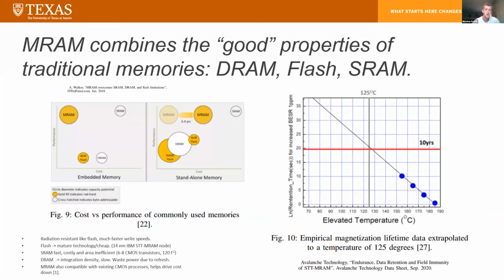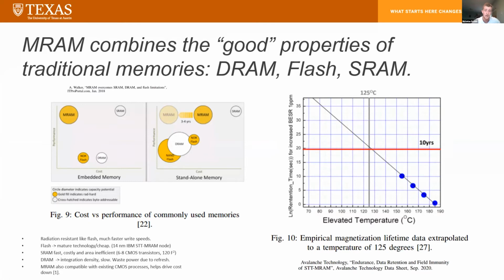In terms of comparing MRAM to other existing memories, one point of reference is flash, the other big non-volatile memory. MRAM is much faster than flash, but flash is a pretty mature technology, so it's pretty cheap. But in the next few years, MRAM is predicted to approach similar cost effectiveness as flash. And here on the right, you can also see the extrapolated lifetime at 125 degrees C to be on the order of 10 years for MRAM. So that's the industrial standard for non-volatile memories.